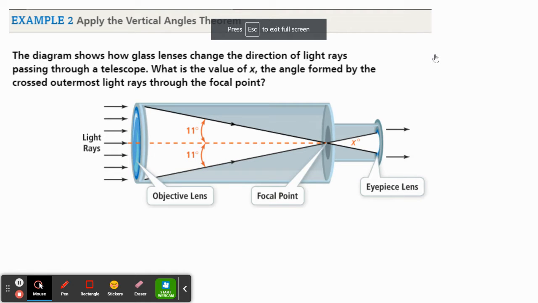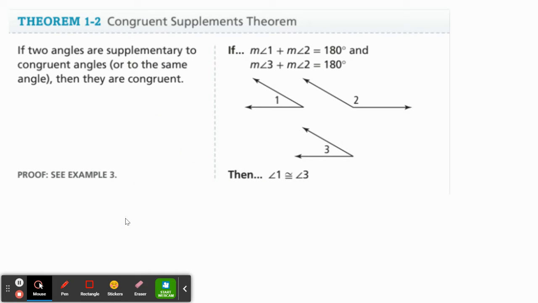Okay, so let's pick up where we left off in 1.7, and we're going to look at this next slide covering another theorem. This is called the congruent supplements theorem. It says that if two angles are supplementary to congruent angles or the same angle, then they are congruent. In this picture, angle 1 and angle 2 are supplementary, they add to 180. And angle 3 and angle 2 add to 180.